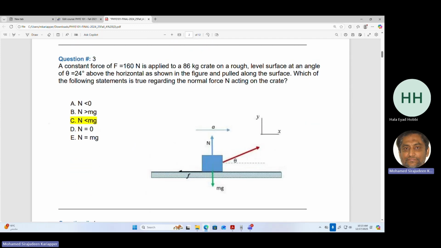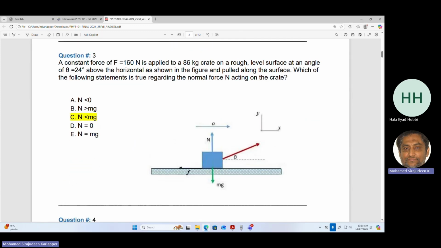Okay, question number 3. A constant force of 160 Newton is applied to a 86 kilogram crate on a rough level surface at an angle of theta equals 24 degrees above the horizontal. So we have a picture. Even if you are lazy to read the question, we can get the whole thing from the picture.